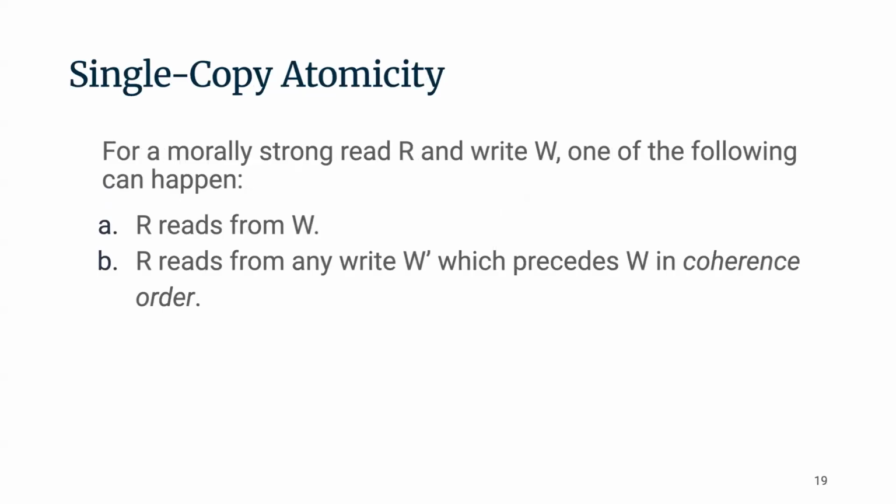Single copy atomicity, this is another axiom. For a morally strong read and write, one of the following can happen. Either you read from that write or you read from a write before it in coherence order. What that means is, you won't read 2 bytes of a 4-byte value from one write and 2 of them from another write. It's telling you that if you have a read, it's atomic. You will only read one single write. You won't read 2 separate writes, which is something that's expected, I guess.